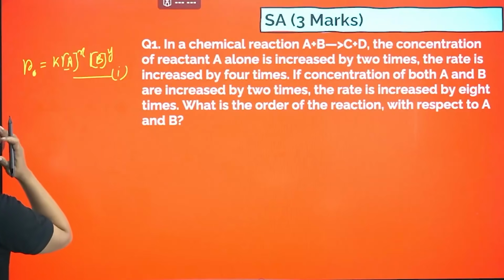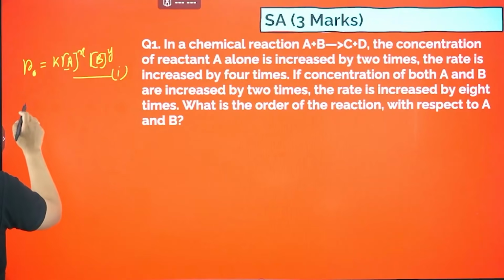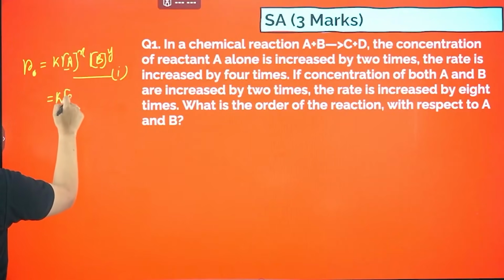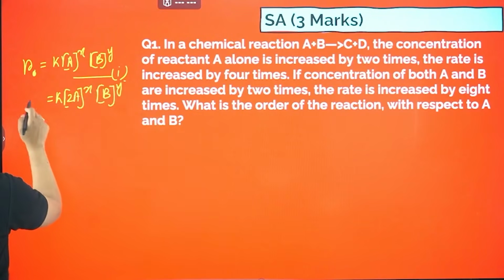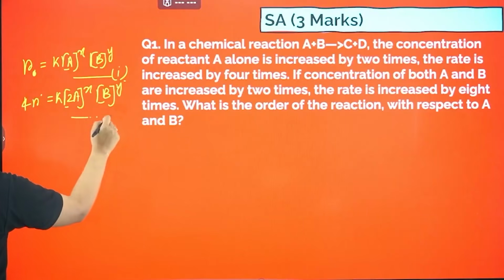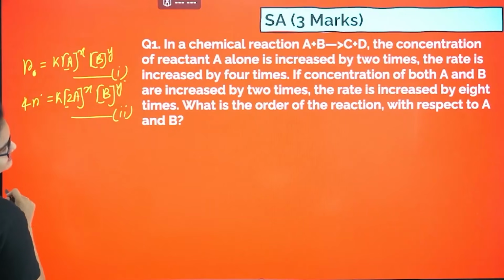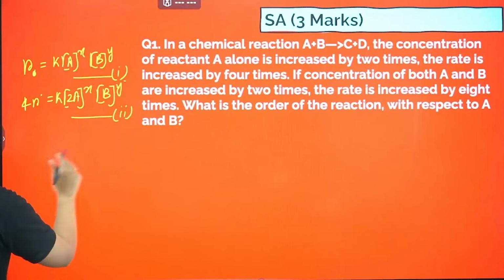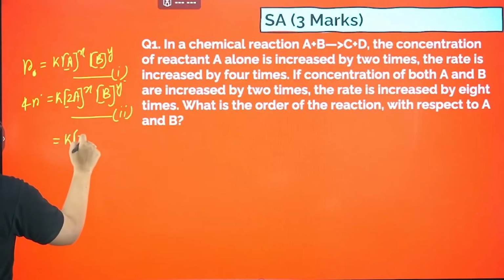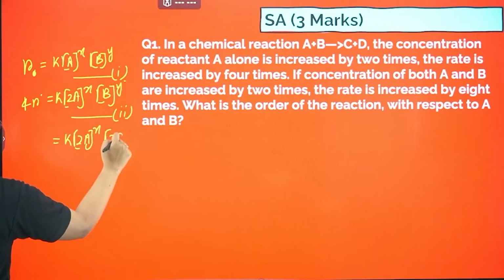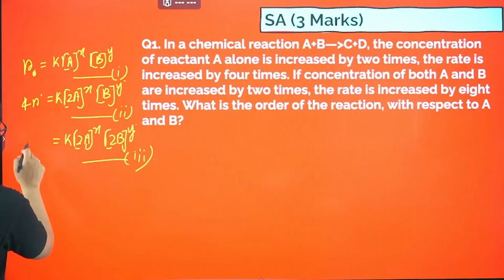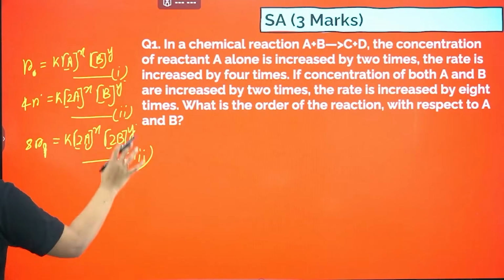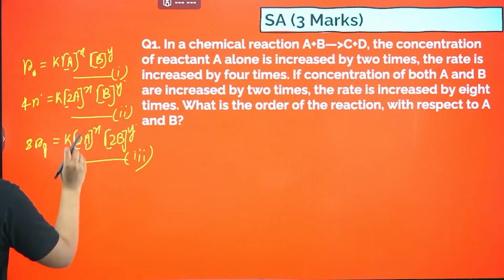First condition: they are doubling reactant A, 2 times, and B they are keeping constant, the reaction rate will increase 4 times, so 4R. This is equation number 2. Another one they are saying that if concentration of both A and B increased by 2 times, so K into 2A power X, 2B power Y, right? This is equation number 3. The rate is 8 times. Now we have to solve these equations to get X and Y values.